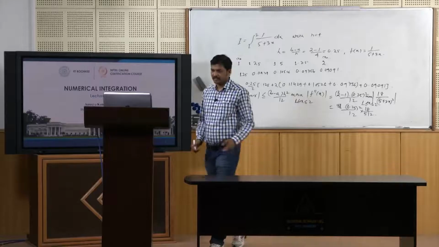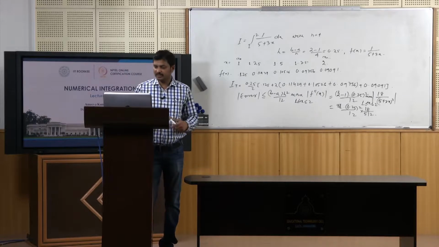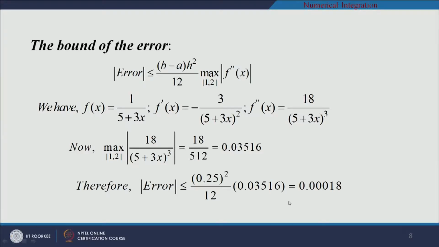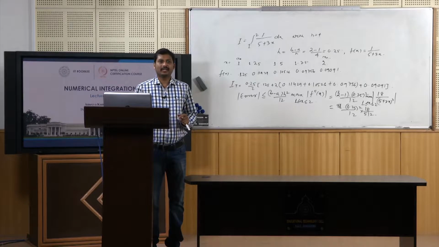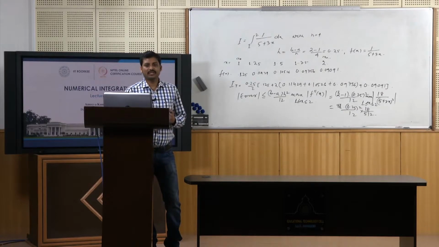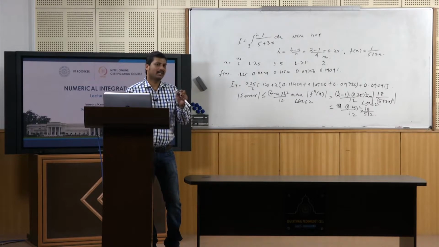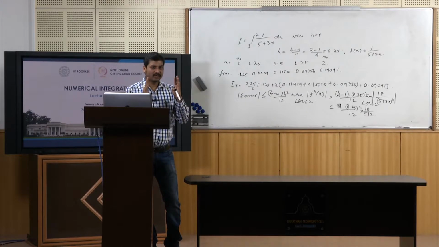This will give you the maximum error term for this composite trapezoidal rule, which comes to 0.0000180. Then we will go for the 1 by 3 Simpson's rule. Whenever we calculate the area of the curve bounded by the x axis, and if this area is approximated by a parabola, then we can obtain the 1 by 3 Simpson's rule. Especially, in the earlier case we considered only a single interval.